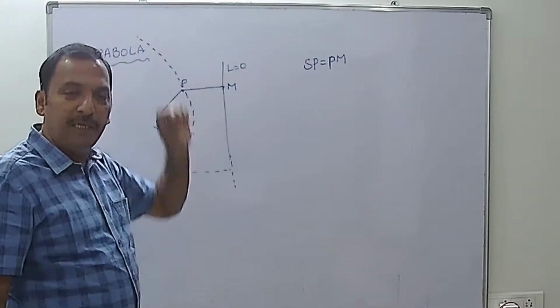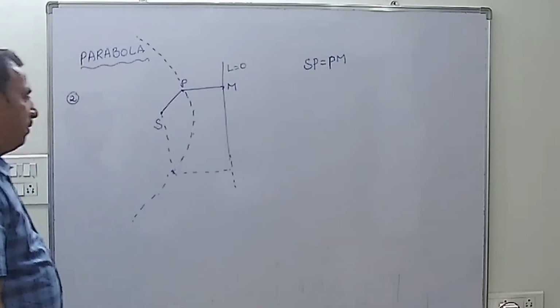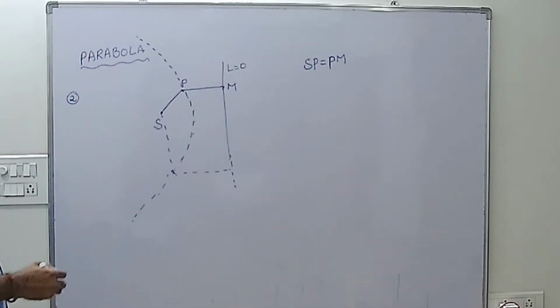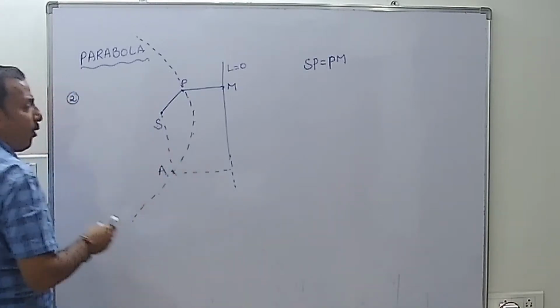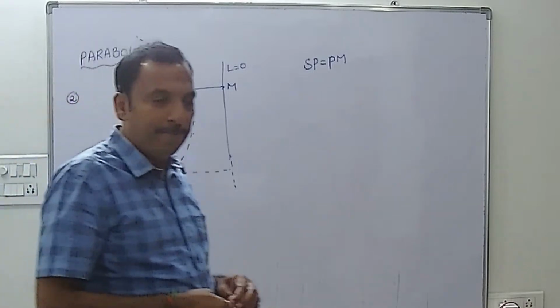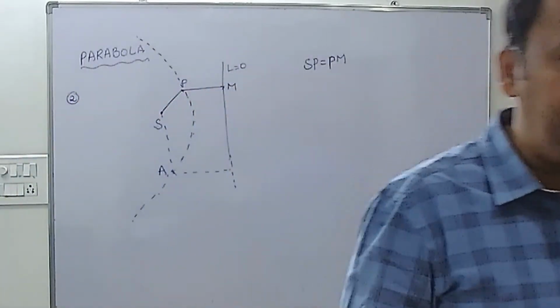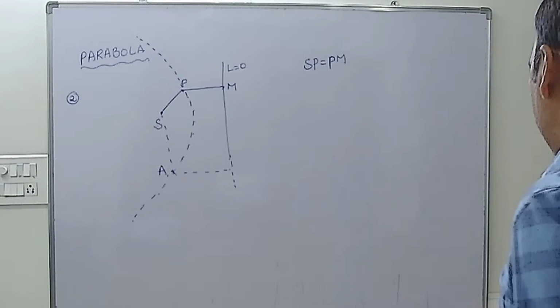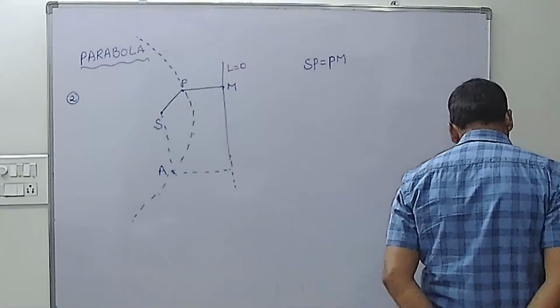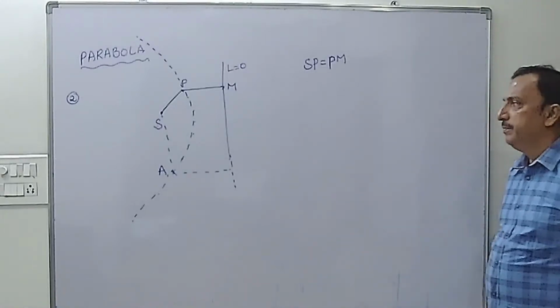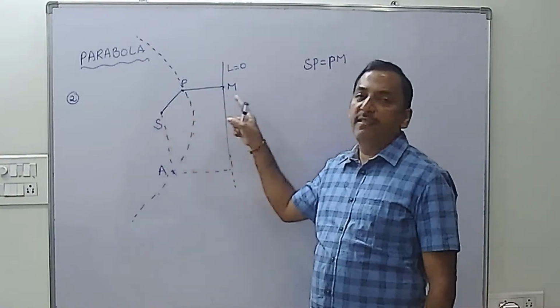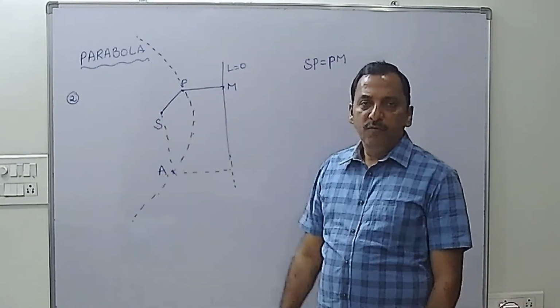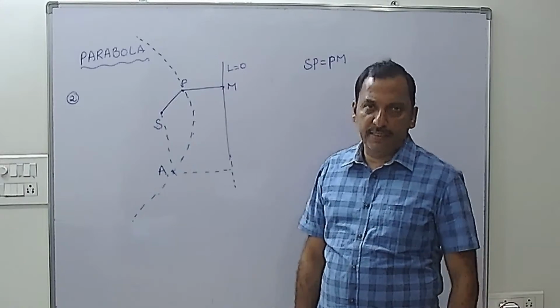Okay, SP is equal to PM. Okay, write this same definition like this also. If capital A is a point on the parabola, it means A is equidistant from the focus and the directrix.